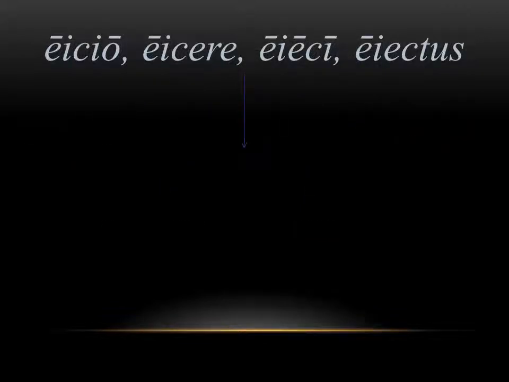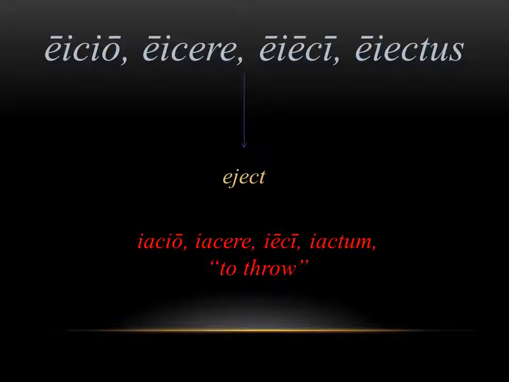Next, you have the verb eicio, eicere, which means to throw out. Now, this word comes right from iacio, iacere, which means to throw. What we've done here is we've taken the preposition out of, ex or e in this case, and we stuck it in the beginning to get this compound verb of throwing out. So when you see this word, think of the word eject. If you eject something, you're throwing it out.